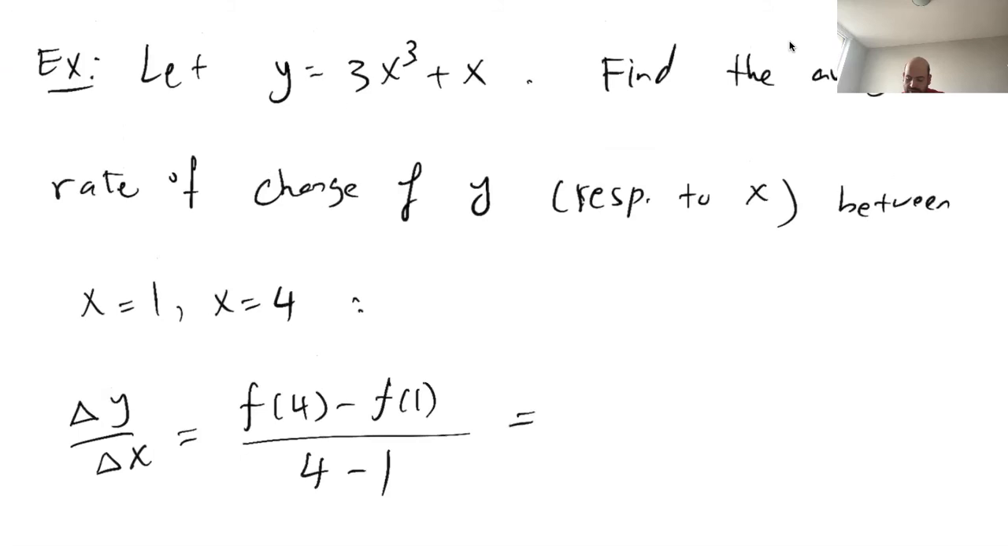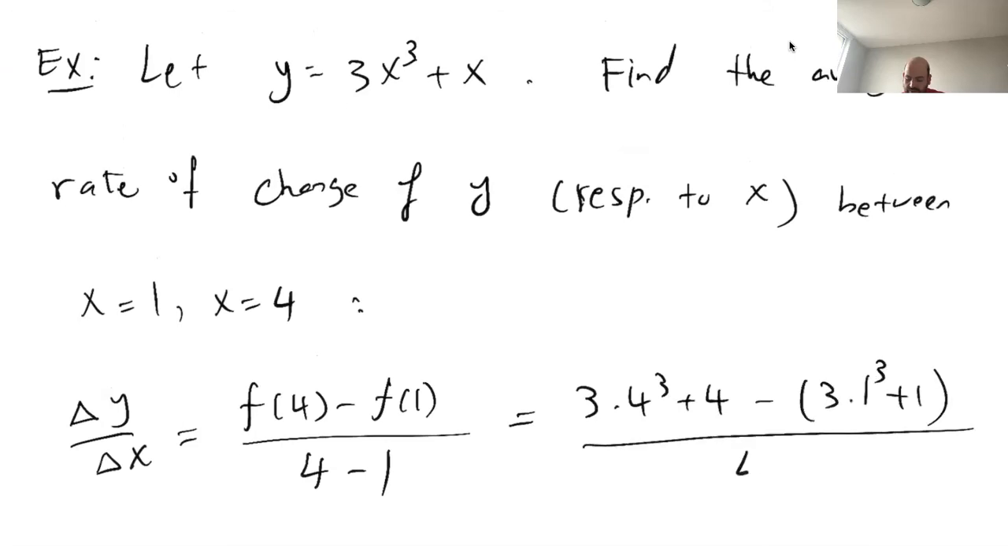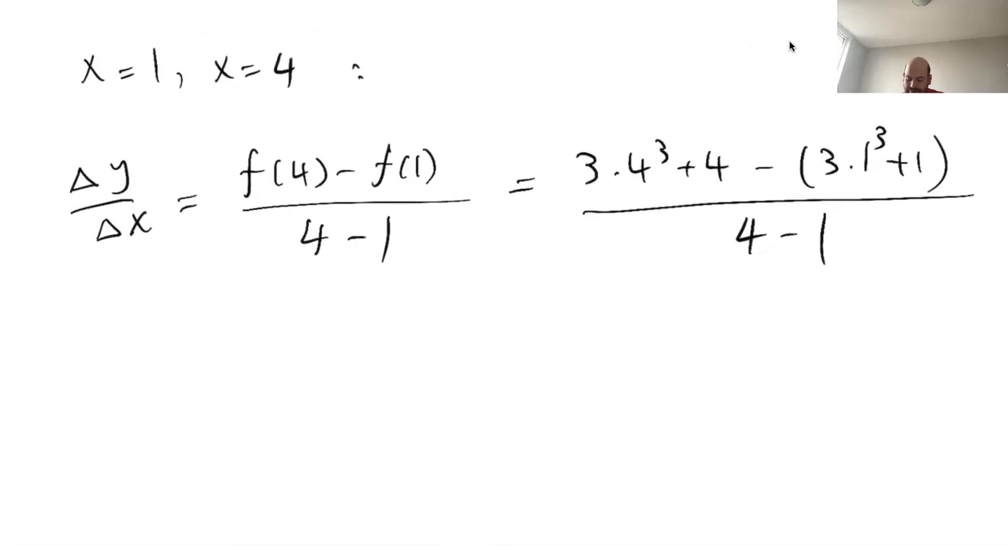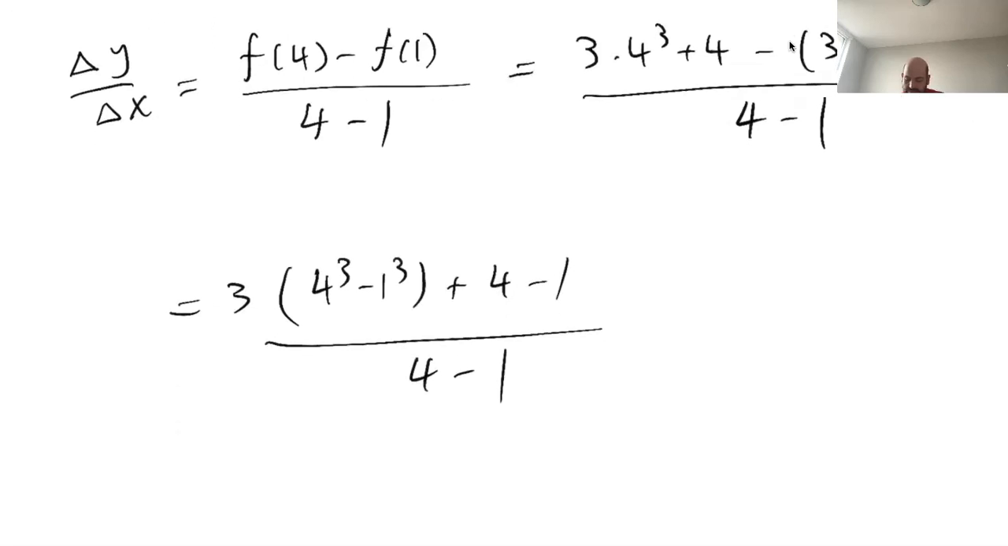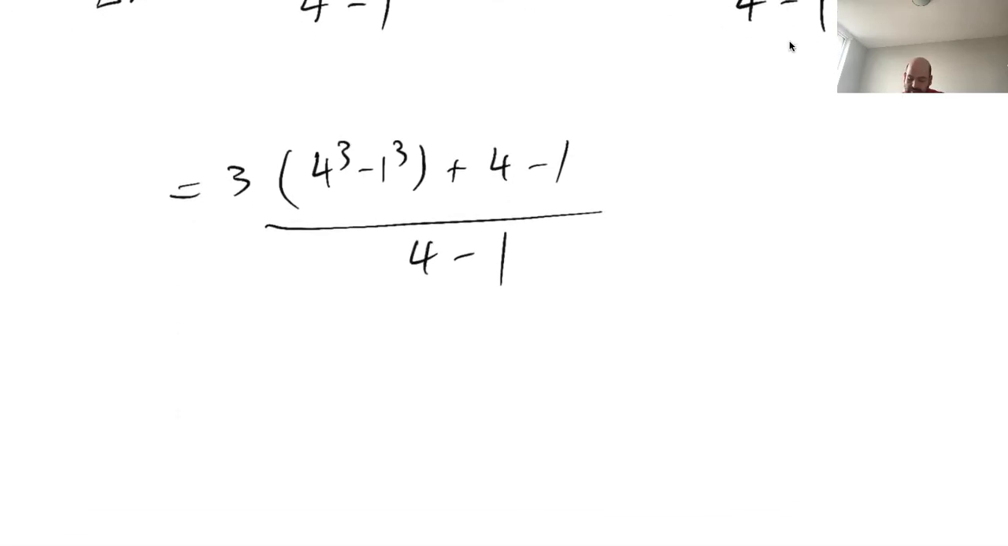f of 4 will be 3 times 4 cubed plus 4, minus f of 1, which will be 3 times 1 cubed plus 1, divided by 4 minus 1. And then this is 3 times 4 cubed minus 1 cubed plus 4 minus 1, divided by 4 minus 1. How much is this? So this is 64 minus 1.